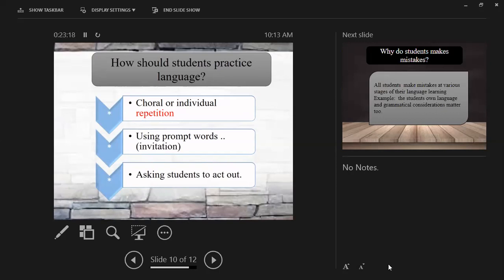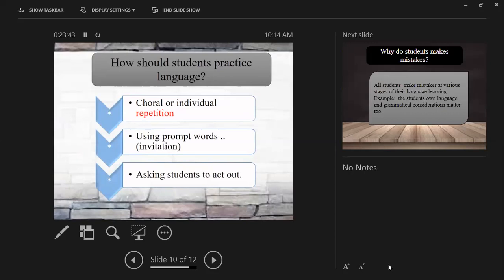You need also to check students individually. So you need to ask a student to repeat your sentence individually by mentioning a particular name, like Anto, for example. Please repeat after me. It's a pencil. Then Anto will repeat, it's a pencil, and you check whether the construction is correct, whether the pronunciation is correct, and so on and so forth.